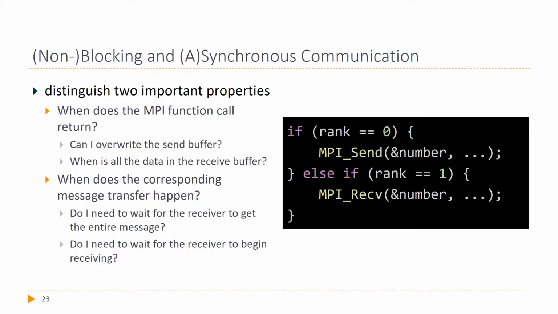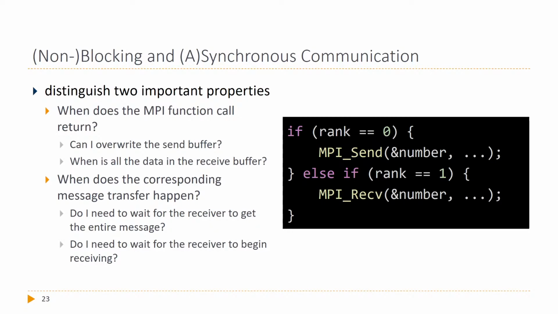So what is the difference in terms of semantics? The questions that you should ask for whether a function call returned and what that means is, can I overwrite the send buffer? And when is all the data in the receive buffer, for example? Whether you can overwrite the send buffer doesn't necessarily mean anything about whether the message actually left your network card, for example. It's possible the data was copied somewhere else for doing the send operation in the background, and your program continues even though the data wasn't sent yet.